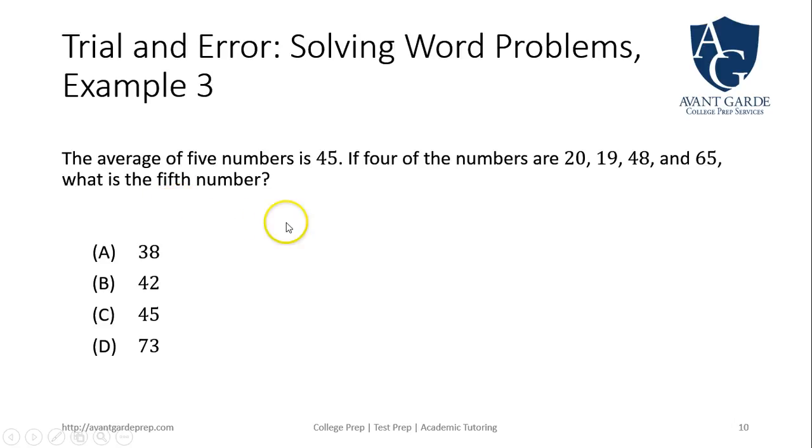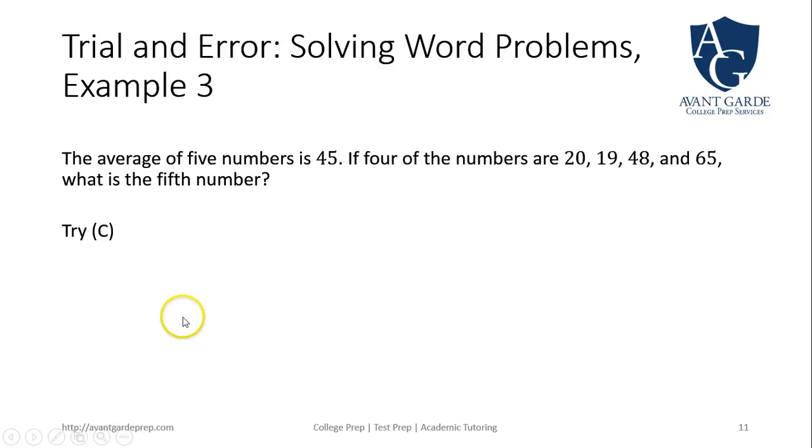So last time, trying this a little bit different on something else. Looking at this one, it is asking: the average of 5 numbers is 45. If 4 of the numbers are 20, 19, 48, and 65, what is the 5th number? So we know that the 5th number has to be one of these values, and we know that the average of the 5 numbers is 45. So looking at these, trying to decide on what we have, let's try C here.